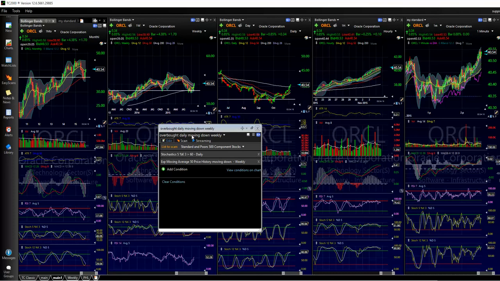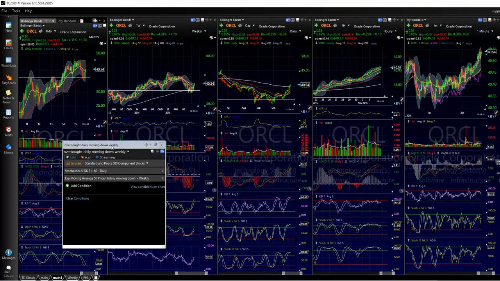So this is how we go into a screener or scan that TC2000 provides. This one I've given the title of Overbought Daily, Moving Down Weekly. We focus only on the Standard & Poor's 500 stocks. We only focus on stocks that have some higher capitalization. They have plenty of trading volume. We can get in and out of them easily and quickly.